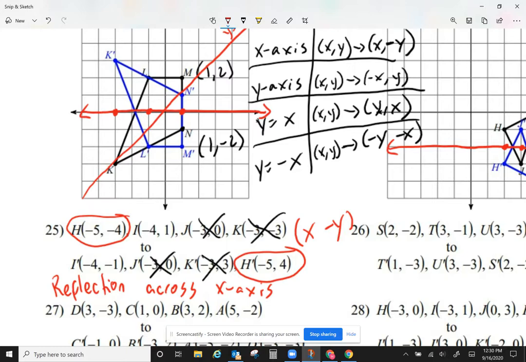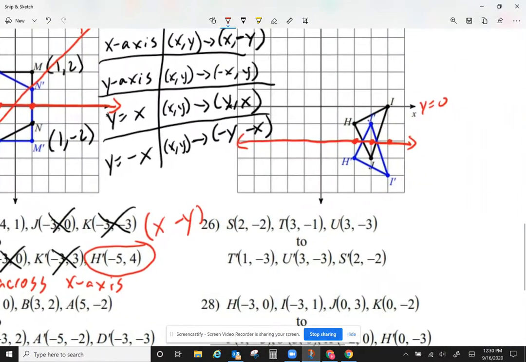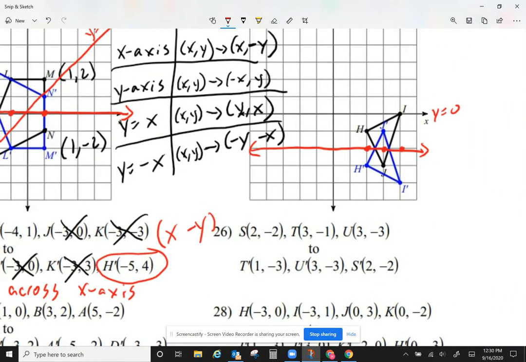Let me take a look at question number 26. Point U and point S are not good to follow. Point U is not good to follow because the x and the y value are 3, so I don't know if they switch order or not. Point S is not good to follow because of the 2's. I don't know if the x and the y get switched places. So I'm going to follow the point T.